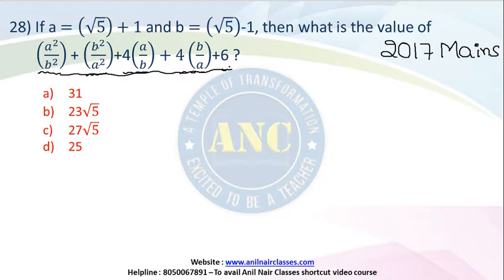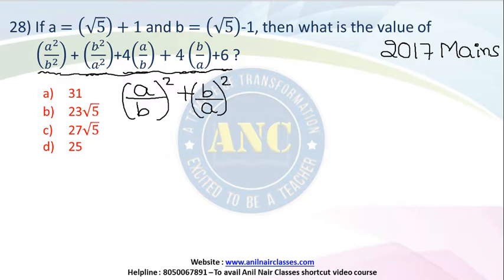Now, let us observe closely what that purpose is. Observe carefully, sir. I will simplify this expression. The first term is a square by b square. I will write it as a by b whole square. Everyone listen carefully. The second term is b square by a square. I will write it as b by a whole square. Let me make you realize it in the way you will understand it better.